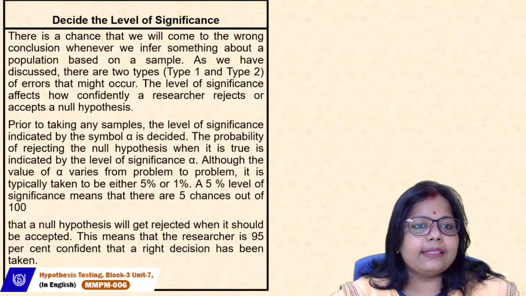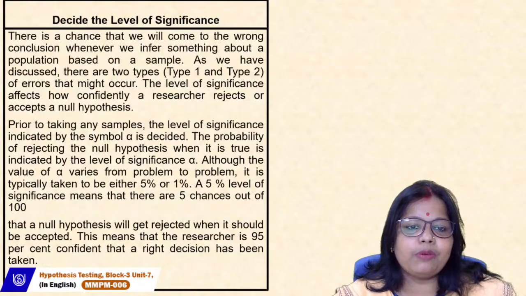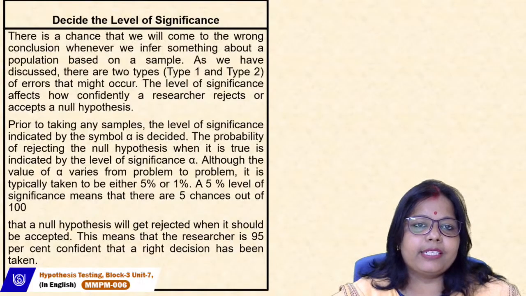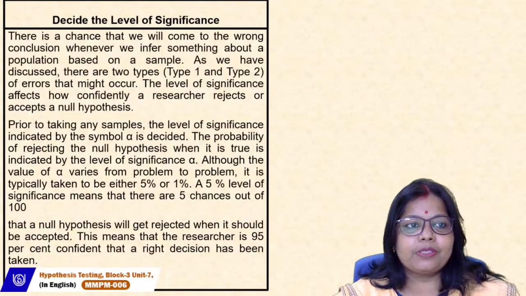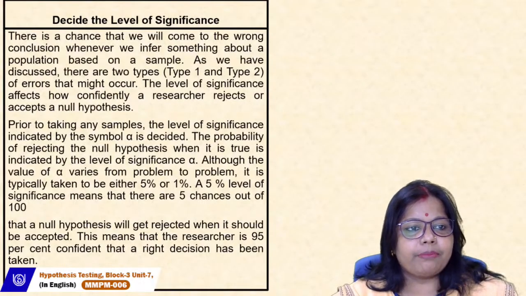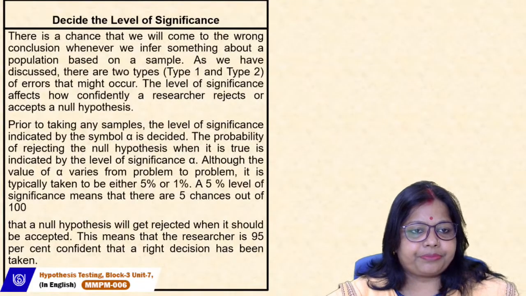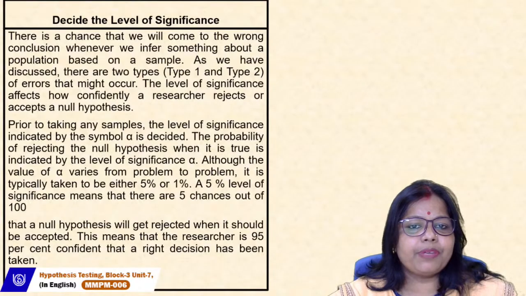After deciding the statistical test, we will decide the level of significance we discussed, whether it is 5%, 1%, or 10%. There is a chance that we will come to the wrong conclusion whenever we infer something about a population based on a sample. As we have discussed, two types of error, type 1 and type 2 error, might occur.